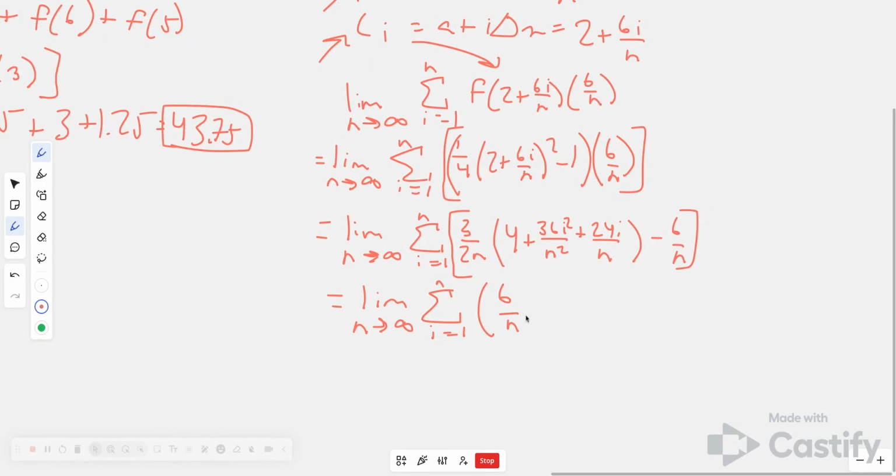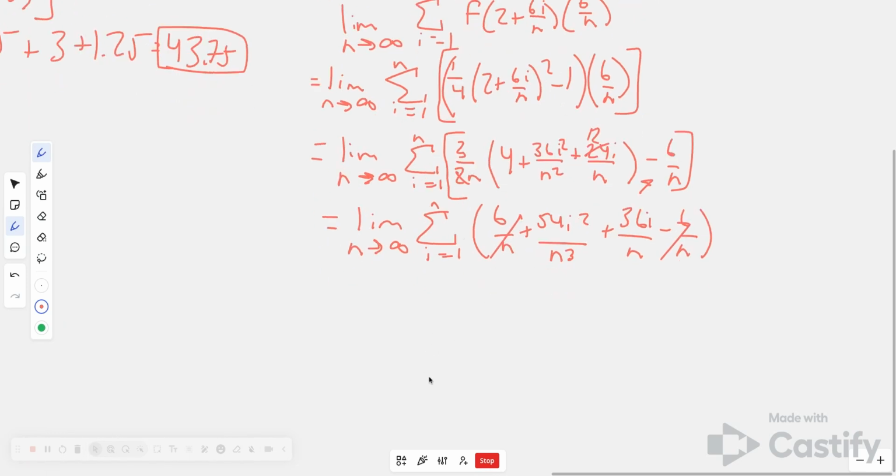And then 54 i squared over n cubed. And then here you can cancel out the 2 and 12, so you get 36i over n. And then remember, you have this minus 6n over here, which actually cancels out in this case with this 6n over here.